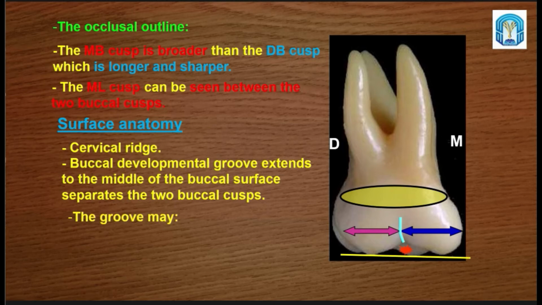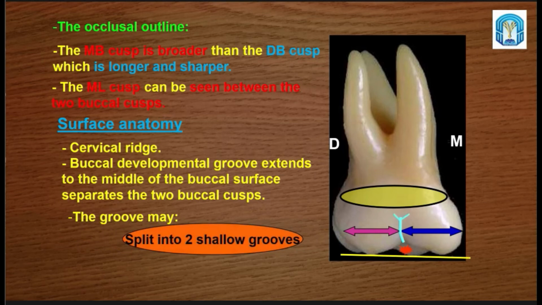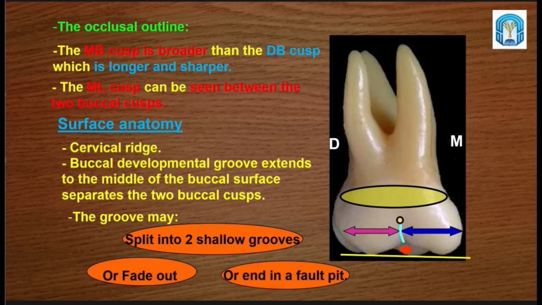What is the fate of the groove, or what is the pattern of the groove? This developmental groove either splits into two shallow grooves and finally fades out, or fades out as a single line, or may end in a fault pit. So there may be three features. One is that it fades out with a single line, or it branches and fades out, or it may end in a fault pit. If there is a fault pit, this is of clinical importance.